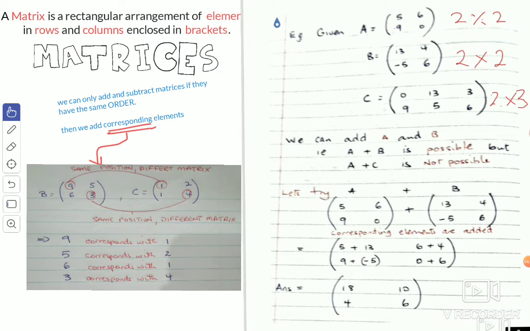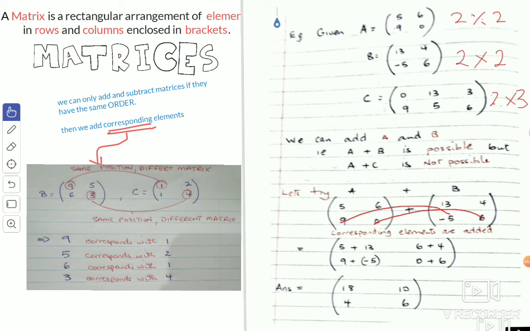So in matrix A, 5 is in the first position, and in B, 13 is in the first position. So 5 is added to 13. That's how we got this. 6 is in the same position that 4 is in the corresponding matrix. So 6 is added to 4. 9 is then added to -5. And then finally, 0 is added to 6.